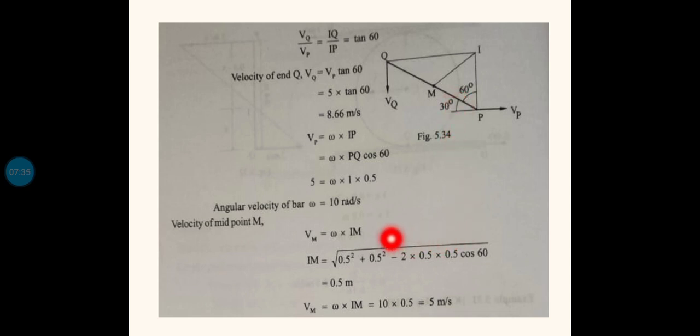Anyway, you can go for whichever is convenient for you. This is a general equation, so it is important to learn it by heart. Just remember this equation, then it will be easy to calculate the third edge. So from this equation you got IM equal to 0.5 meter.